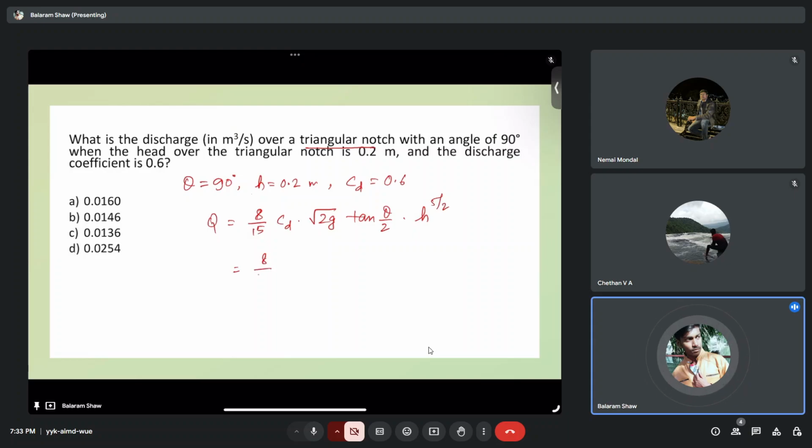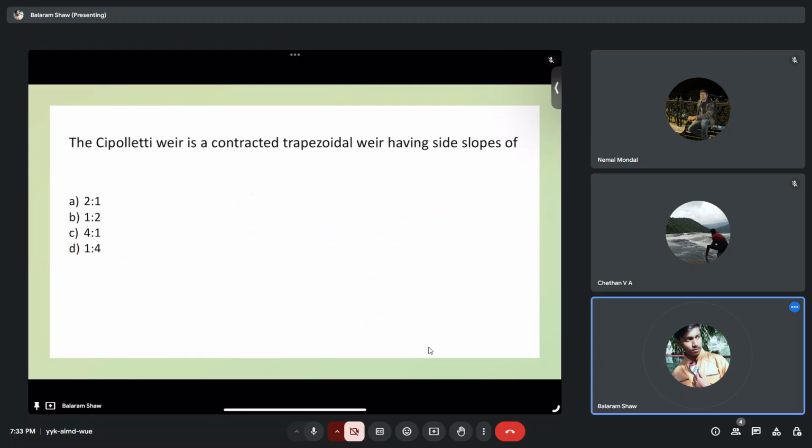So just put the values: 8 by 15 into CD is 0.6, root 2 into 9.81 into tan 90 by 2 into 0.2 to the power 5 by 2. Just calculate. You will get something like 0.0254 meter cube per second. Okay, so the correct answer will be D. Next question is, the stability weir is a contracted trapezoidal weir having side slopes of, we have seen, H to V should be 1:4, right? So the correct answer will be 1:4.